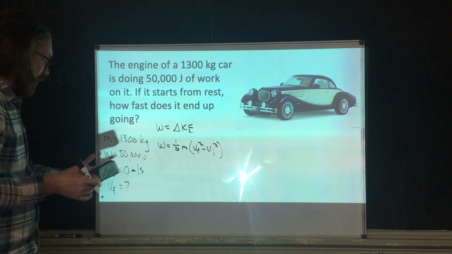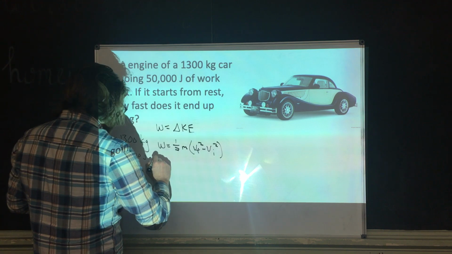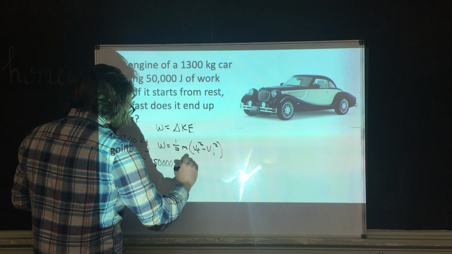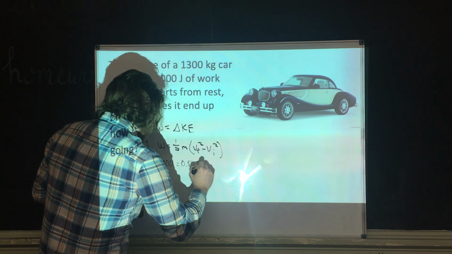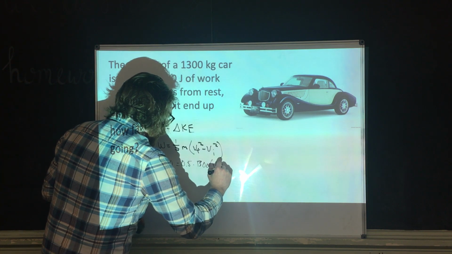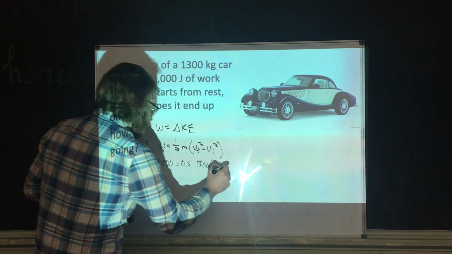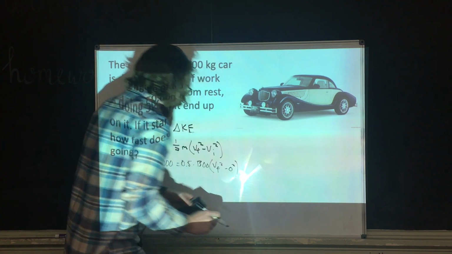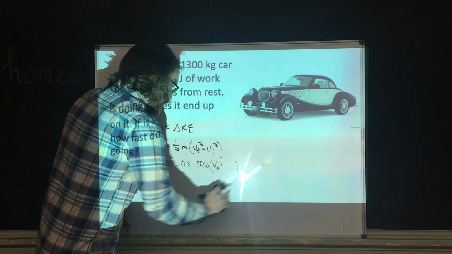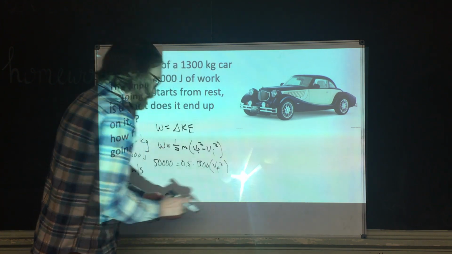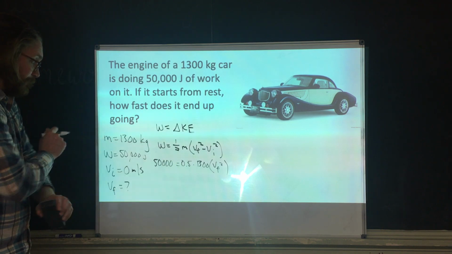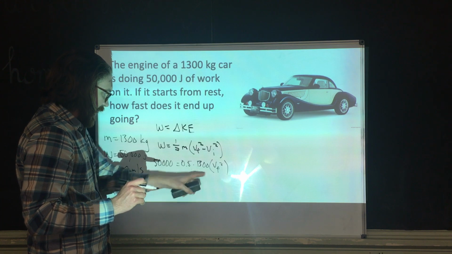All right, so we plug our numbers in. Work is 50,000. That's helpful. And that equals 0.5 times our mass, which is 1,300, times our final velocity squared minus our initial velocity squared, which is 0 squared. Well, if you remember, anything minus 0 is itself. So we're just going to get rid of that 0 squared. We don't care about that initial velocity here. It's 0. All right, so again, we have 1/2 times 1,300.